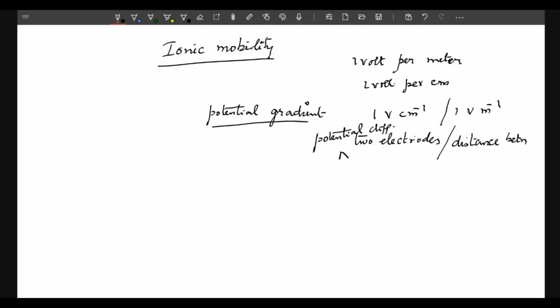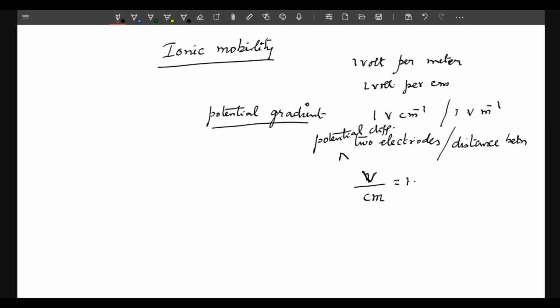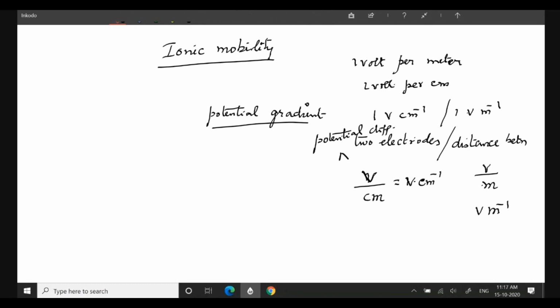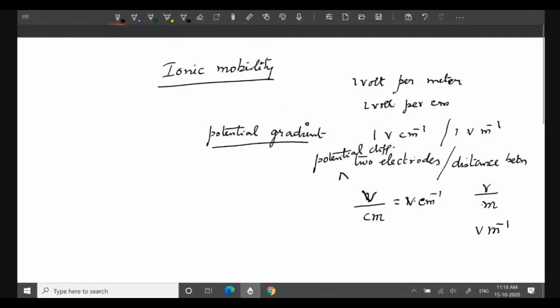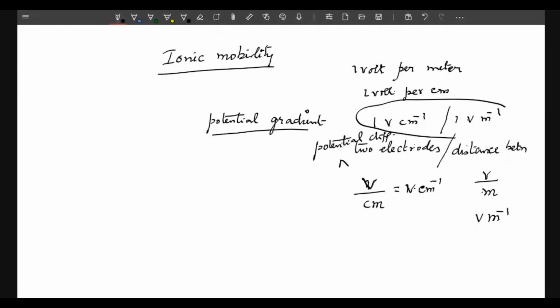And the potential gradient, according to this definition, would have two types of unit. The potential difference between the two electrodes is given in terms of volt, divided by the distance between the two electrodes. If you give it in centimeter, the potential gradient is given as volt per centimeter. If the distance is given in meter, it is volt per meter. Therefore, the potential gradient we have given here has 2 units: volt per centimeter or volt per meter.